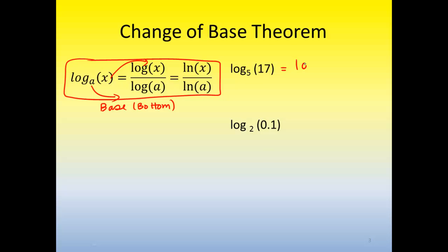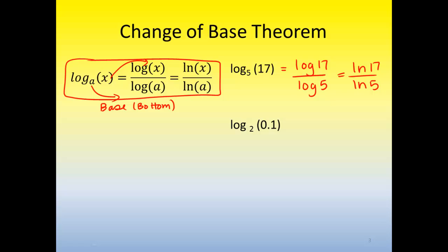So this would be evaluated as the log of 17 over the log of 5. We would get exactly the same answer if we use the natural log of 17 over the natural log of 5. And again, as long as you're using the same log with the same base, it would work.